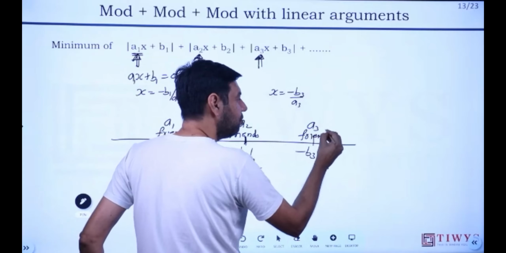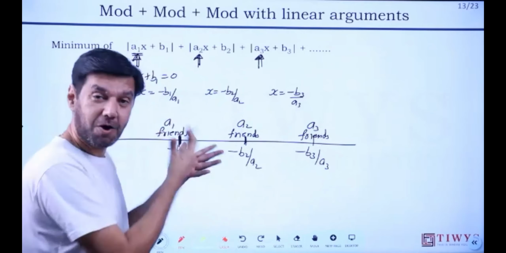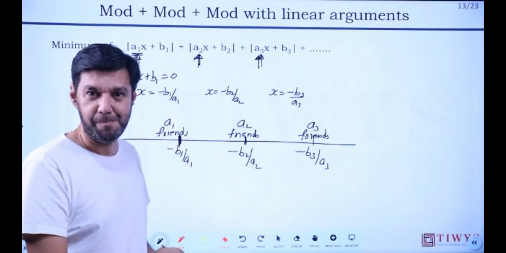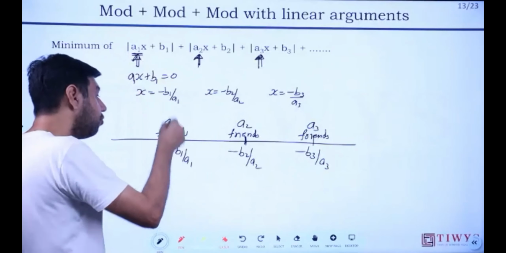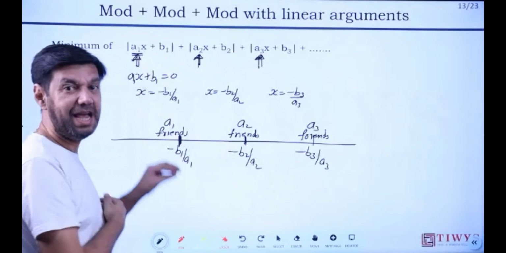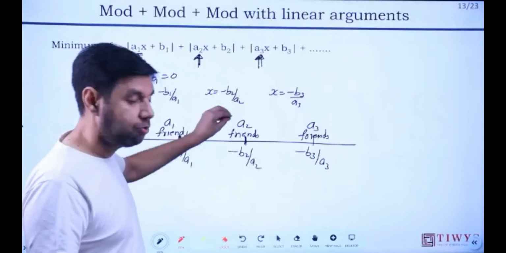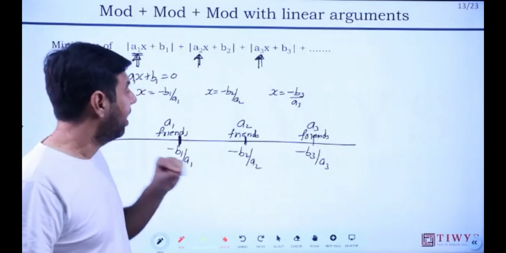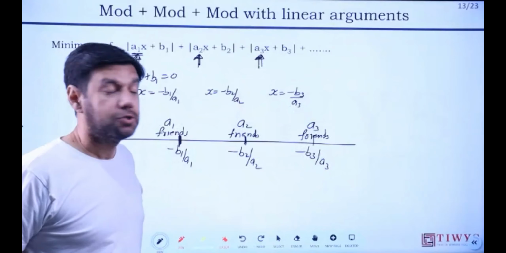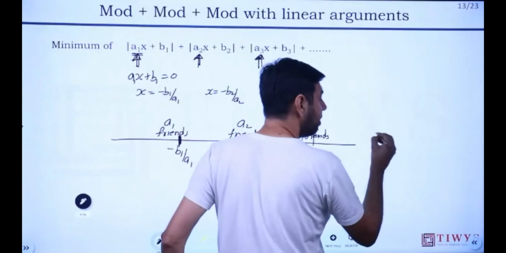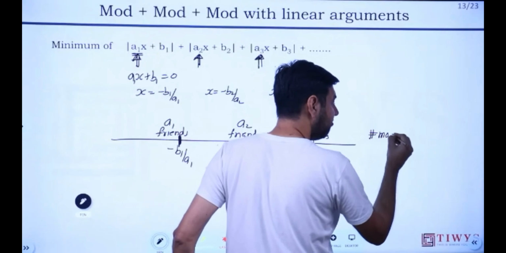Now, those who don't know this idea of friends might suddenly say, where did friends come from? It simply means there are so many mods over here: A1 different mods, A2 different mods, A3 different mods. So this is a case of how many mods? Tell me how many mods.